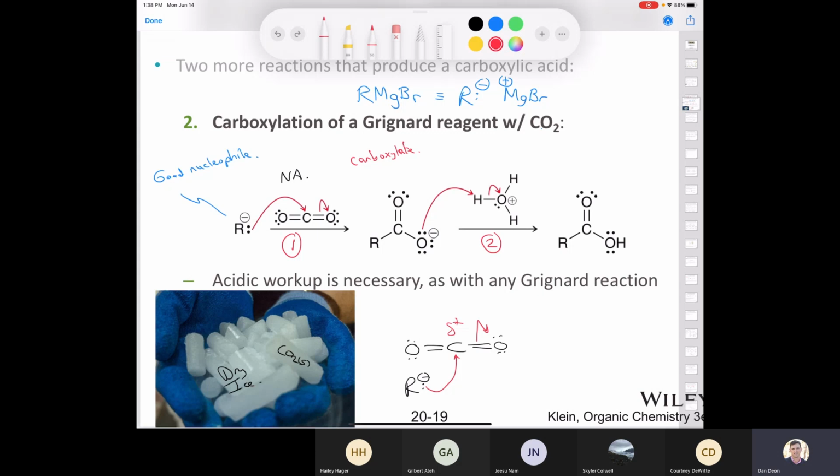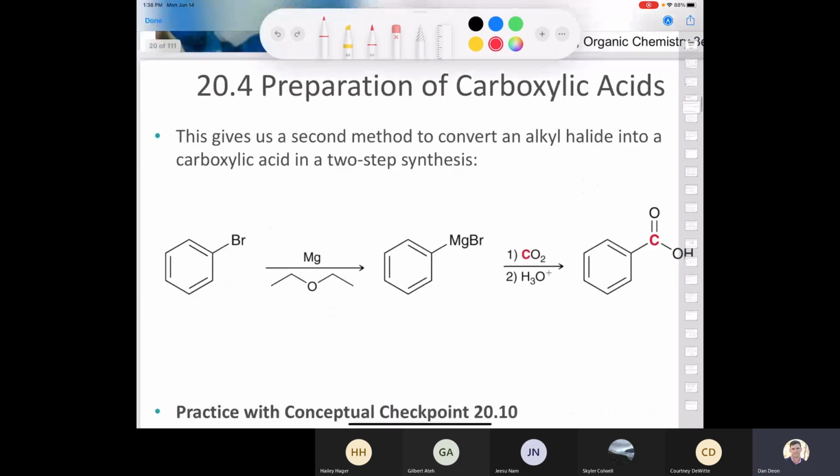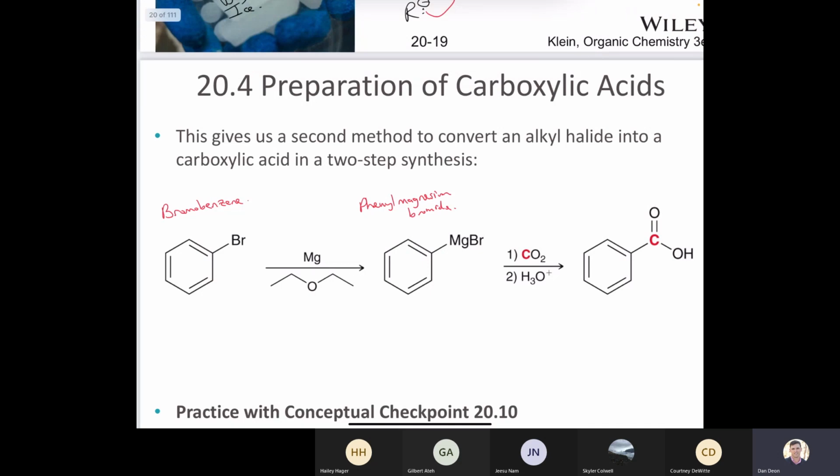So what does the reaction look like overall, this Grignard strategy to make a carboxylic acid? Let's say you had bromobenzene. That's the name of this compound here, bromobenzene. Well, in the first step, you would treat it with magnesium and diethyl ether to make your Grignard. So now you've got phenylmagnesium bromide, which is a really good nucleophile. In the first step, you treat it with carbon dioxide. And then in the second step, you treat it with aqueous acid to do the protonation.